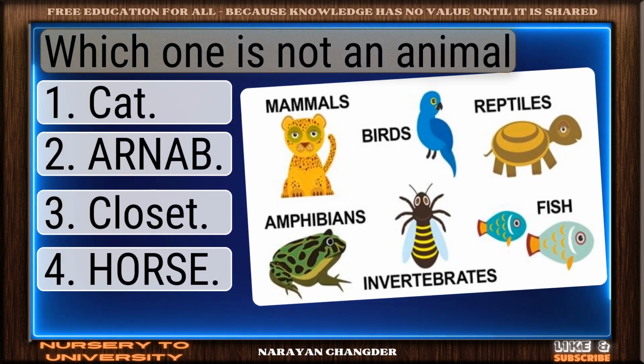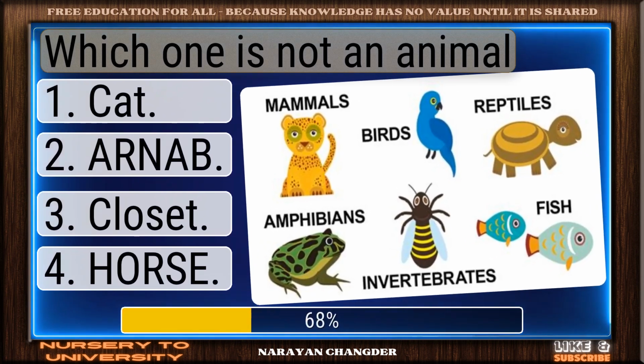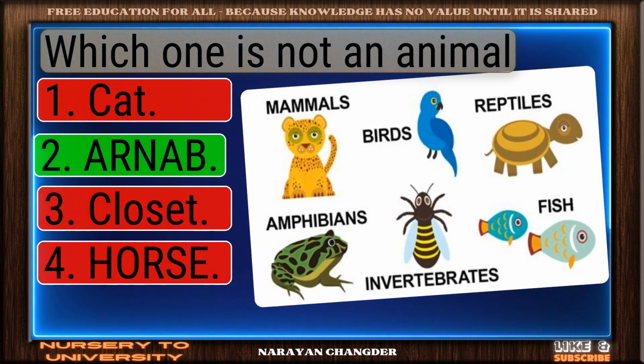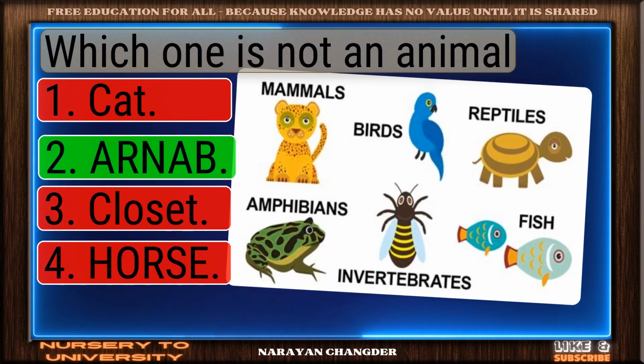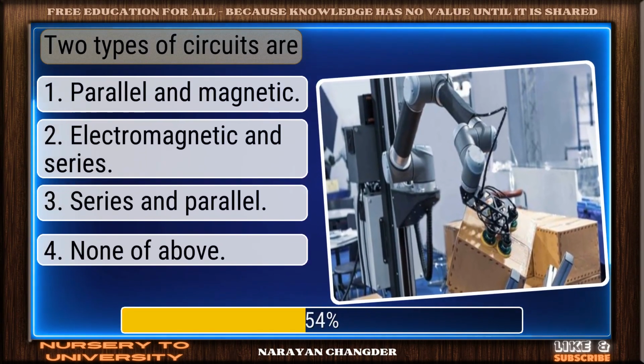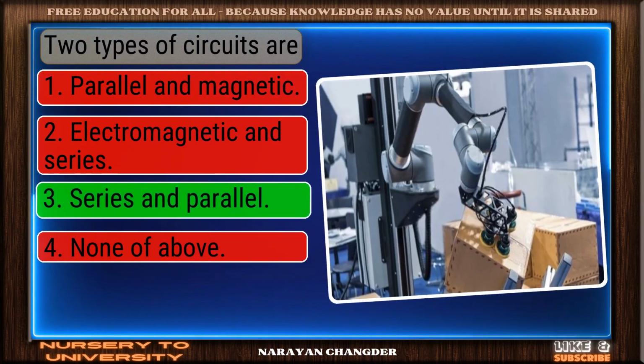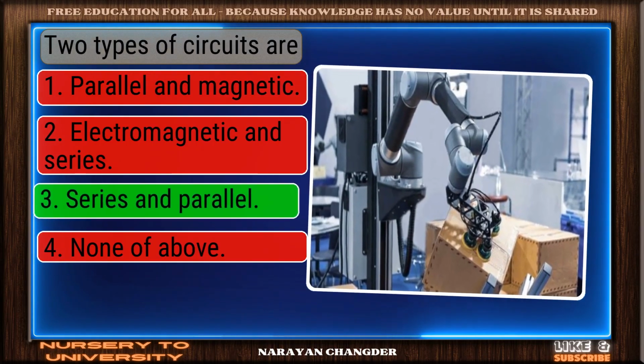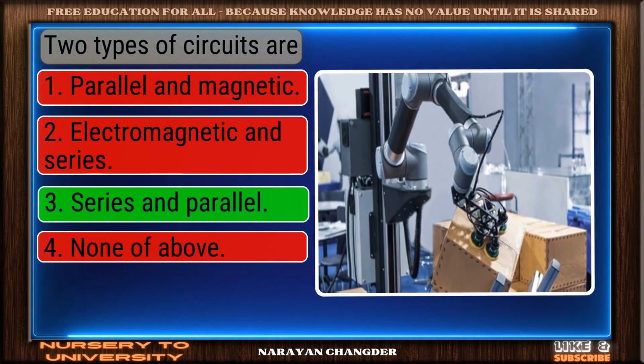Which one is not an animal? Great thinking. ONAB is the right choice. 2 types of circuits are. Correct response. Series and parallel is the most accurate answer.